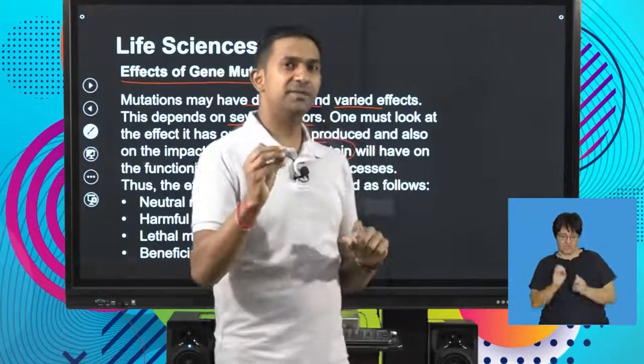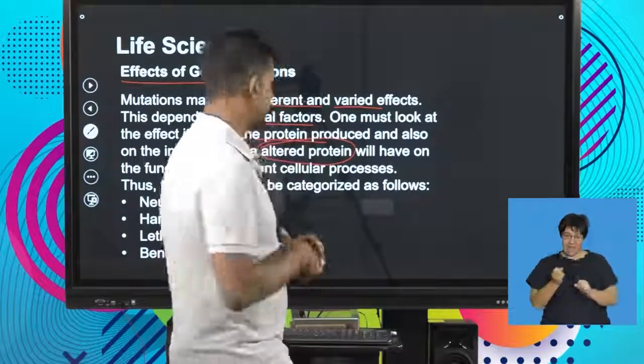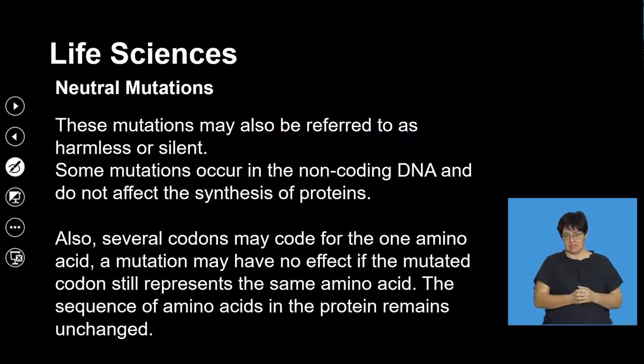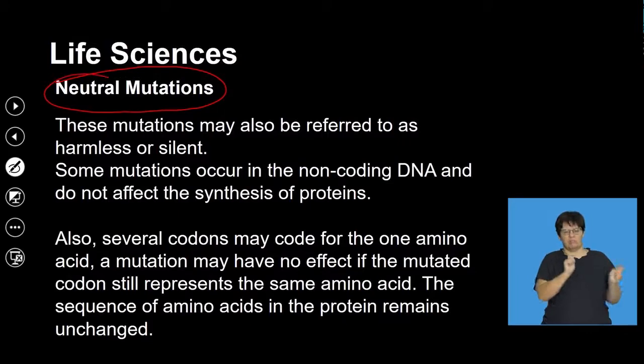So let's remember that when we're looking at the effect of mutations. Thus, the effect of mutations can be categorized as follows: a neutral mutation, mutations that are harmful, sometimes lethal, and occasionally beneficial. Let's try and unpack what a neutral mutation is. The word neutral essentially refers to something that does not have an effect. So we refer to it as being harmless, or in some contexts, a silent mutation.